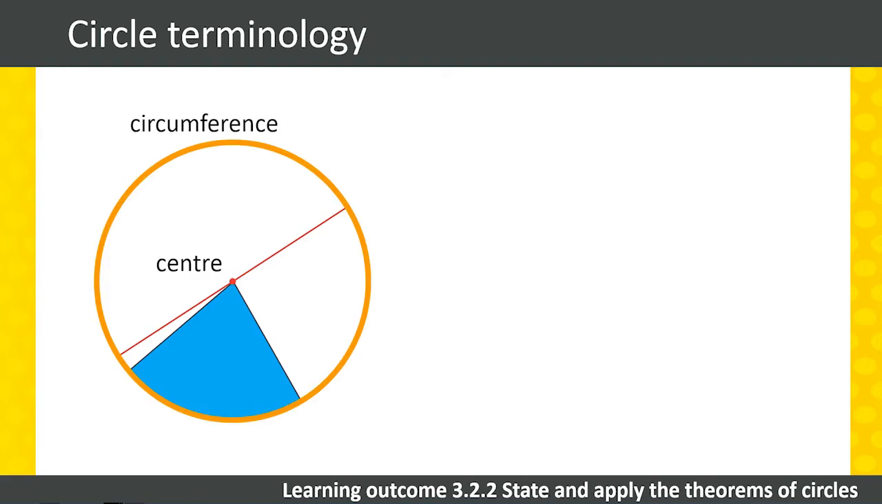Circumference, the distance measured around the outside of a circle. Radius, a line from the center of a circle to the circumference. Diameter, a line through the center of a circle that cuts the circle in half, creating 2 semicircles. Sector, a slice of the circle between 2 radii and the arc between them.